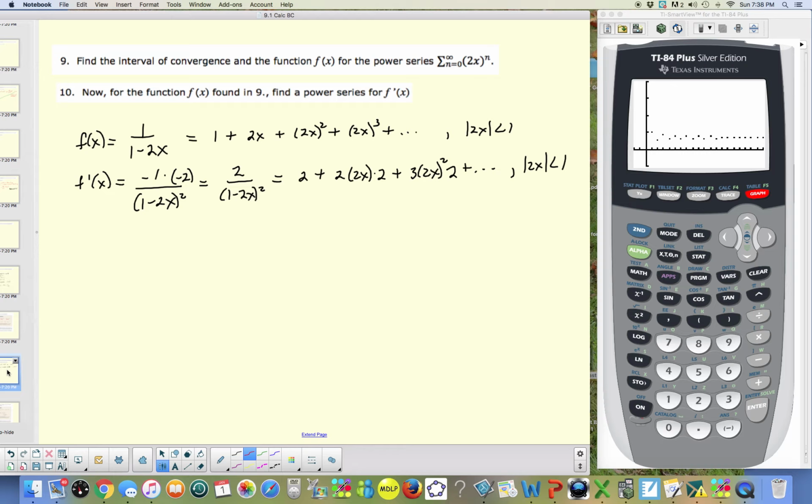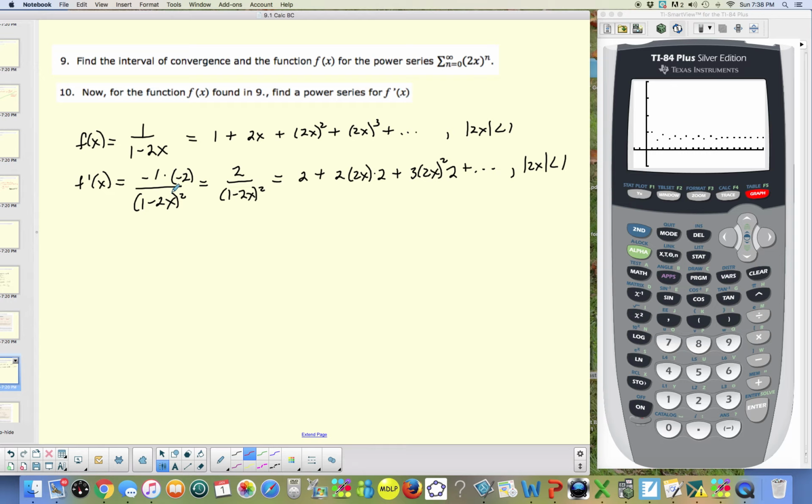All right, let's take a look at taking the derivative of a function. For example, f of x is equal to 1 over 1 minus 2x. We found the power series representation as long as the absolute value of r, which is 2x, is less than 1. I want to find the derivative of this function. Now, we can do a derivative function using our old methods here.